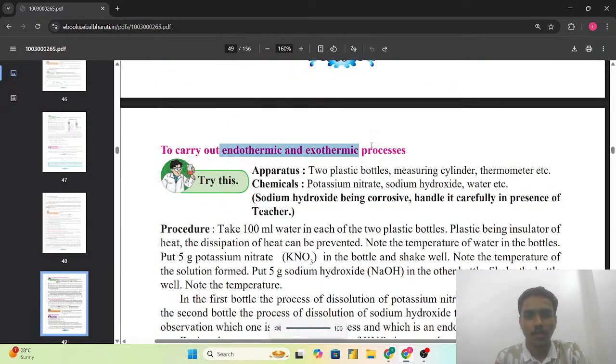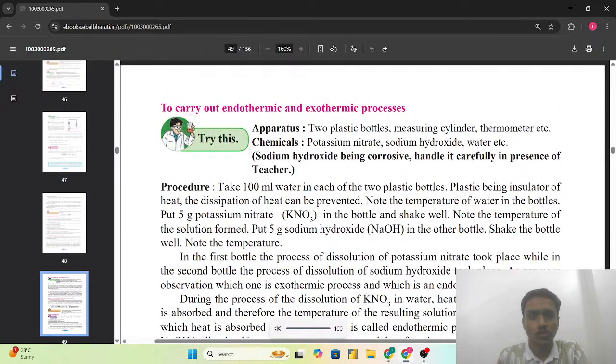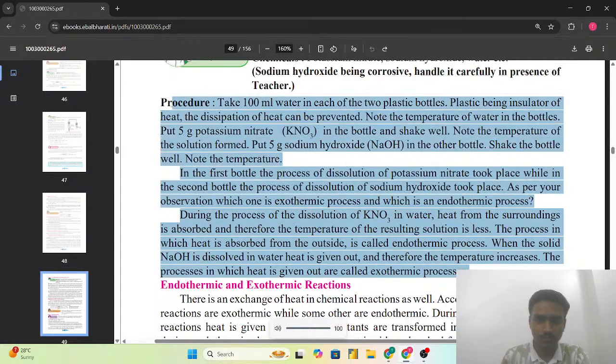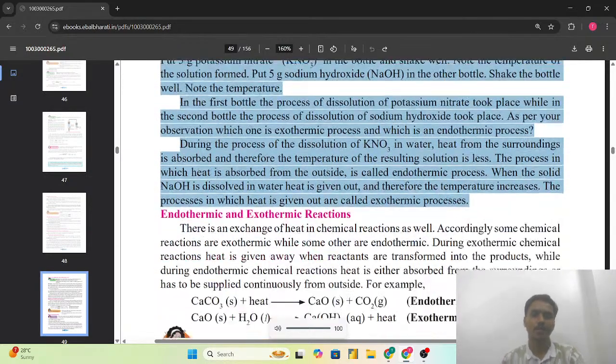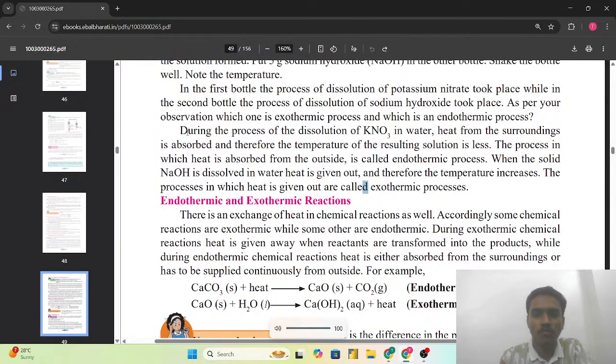To carry out the endothermic and exothermic processes, here we have one experiment. The apparatus: two plastic bottles, a measuring cylinder, a thermometer, potassium nitrate, sodium hydroxide, and water. Sodium hydroxide being corrosive, handle it carefully in the presence of the teacher. This is the activity which will be performed in the school labs as per your practical. We will see the conclusion of the activity.